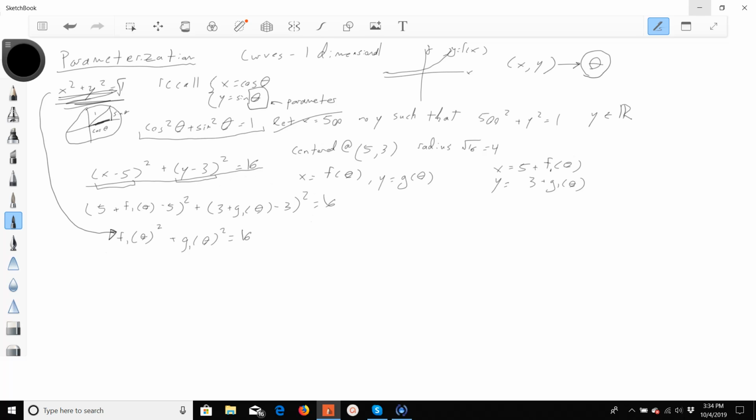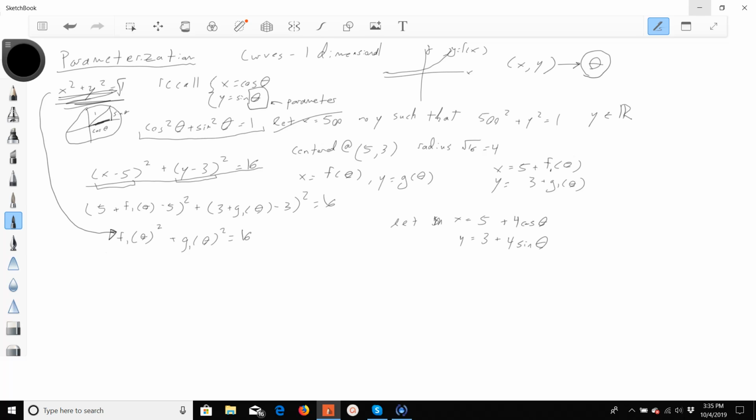So, what am I going to do? I'm gonna let x be equal to 5 plus 4 cosine theta, and I'm gonna let y be equal to 3 plus 4 sine theta.